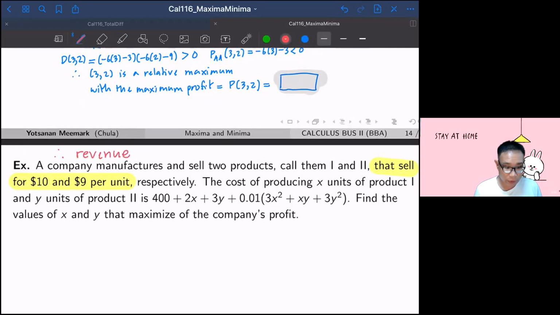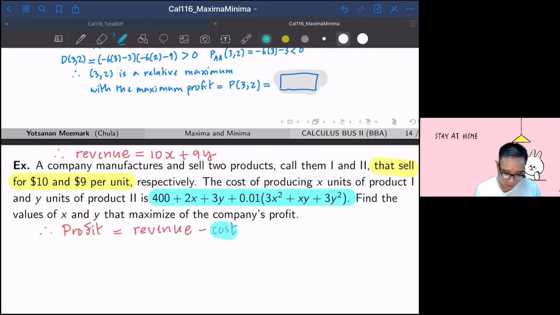Okay, so you would get the revenue equal to 10x plus 9y. And you would construct the profit function, which turns out to be the revenue subtracted by the cost function. And the cost function is given by the 400 something. So this one is the cost function and the revenue is the yellow one. And then you're going to find the maximum profit.